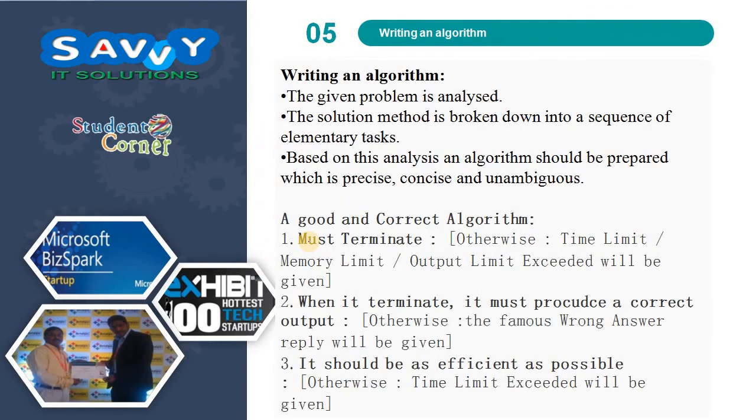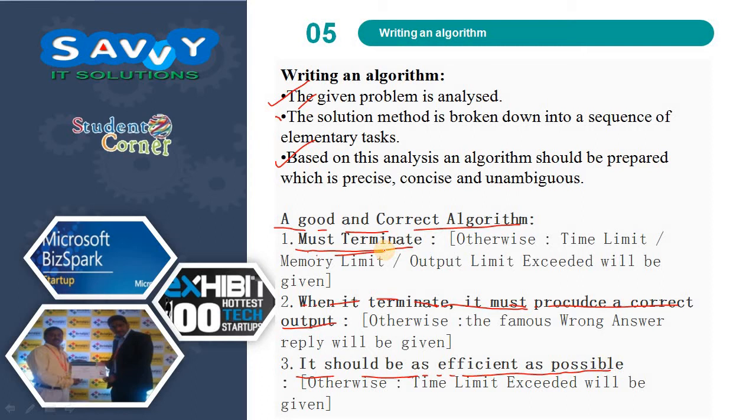And the fifth one, writing an algorithm. In writing an algorithm, the given problem is analyzed. The solution method is broken down into a sequence of elementary tasks. Based on this analysis, an algorithm should be prepared which is precise, concise, and unambiguous. A good and correct algorithm must terminate. When it terminates, it must produce a correct output. It should be as efficient as possible.